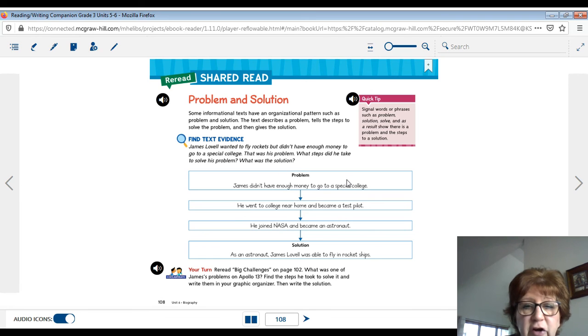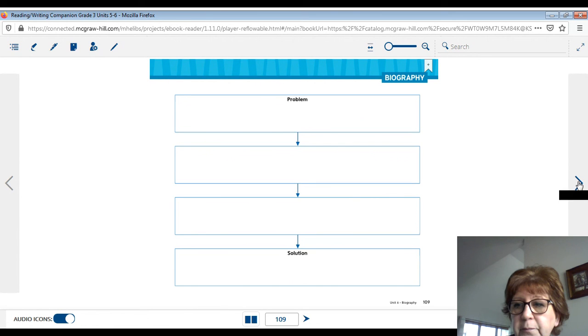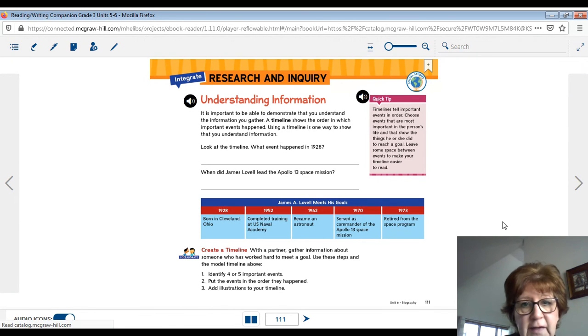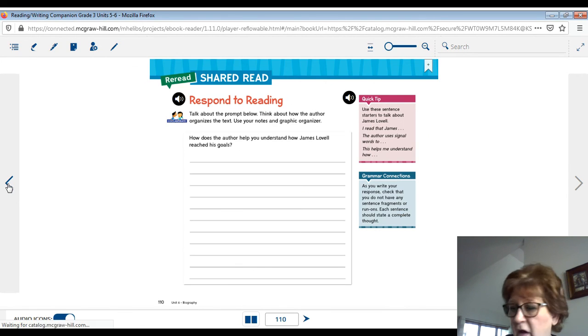So here's just a chart. The problem is, at first, James didn't have enough money to go to a special college. How did he solve that? He took these steps. We've talked about that, but this just puts it into a visual form. All right, I think that is it. I think we have pretty much covered the things that we need to cover in this.